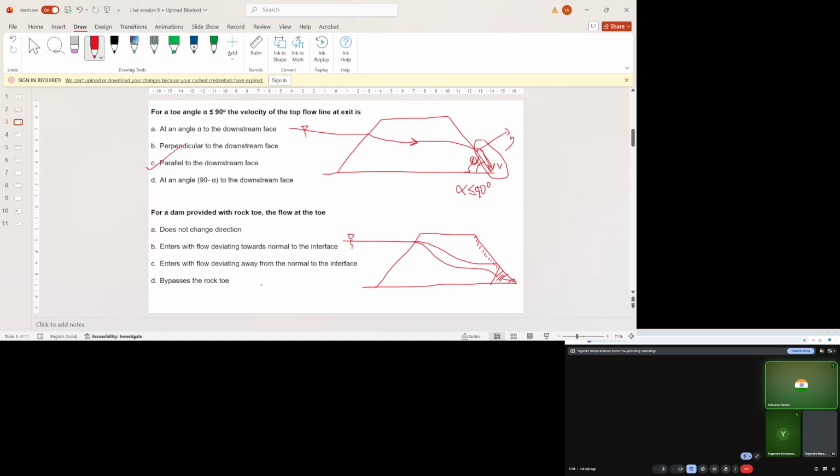It is bypassing the rock toe. Not only does it bypass the rock toe, it bypasses the entire downstream face. Because once you provide the filter, the pressure at that point will be equal to the atmospheric pressure. So the flow automatically flows towards the atmospheric pressure, which bypasses the entire downstream end. Understood? Any doubts?